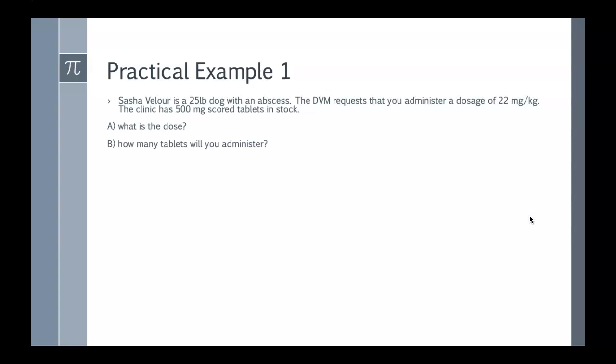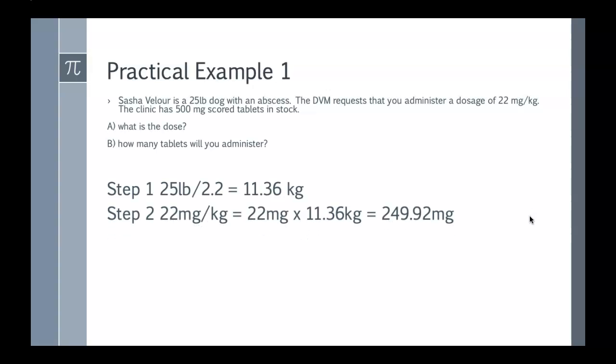So step number 1, we have to convert the pounds to kilograms. So we divide 25 pounds by 2.2, and that gives us 11.36 kilograms. Step number 2, the veterinarian has asked for a dosage of 22 milligrams per kilogram. So we have to multiply 22 milligrams by 11.36 kilograms, which gives us 249.92 milligrams. So there we go, we've got our dose.